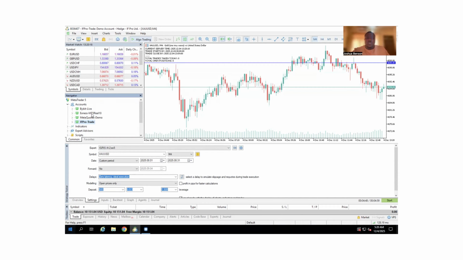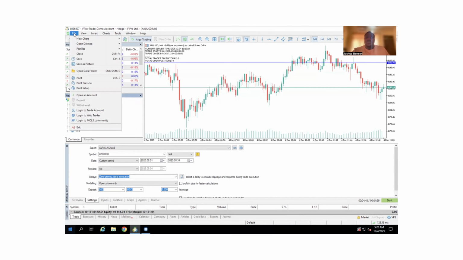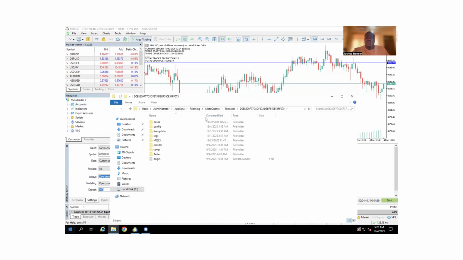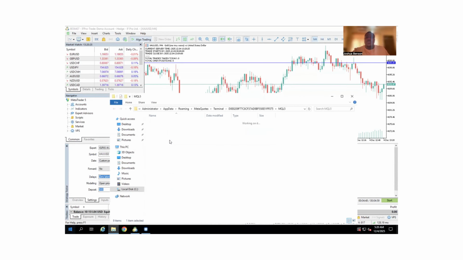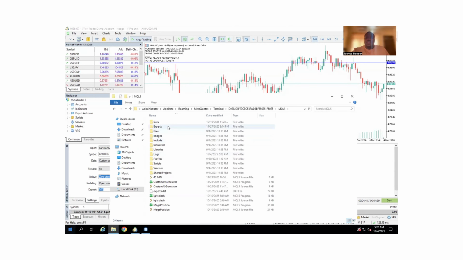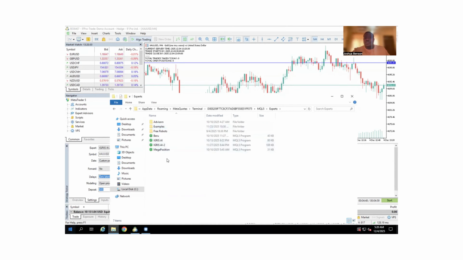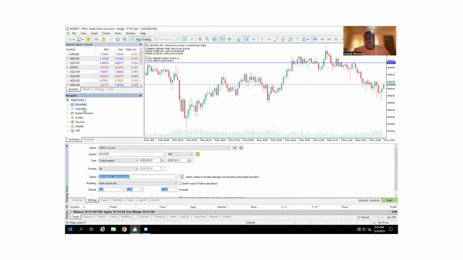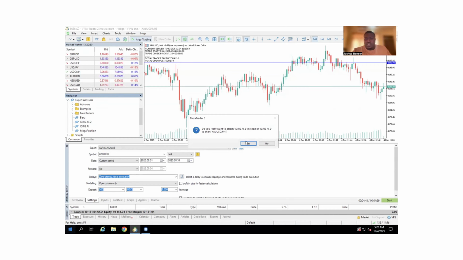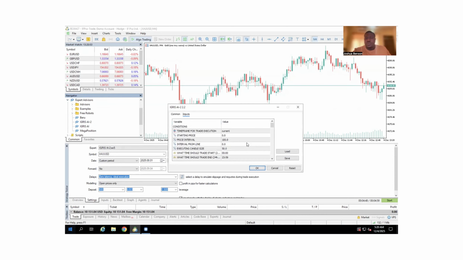So what I want to talk about is how to actually install this. First, you go to your file and click Open Data Folder. Then click on MQL5 and click on Experts. You're going to see a folder; you can just paste it inside here, and it will automatically be here. When it's there, you just come back to your experts and drag Igris, and drop it on your chart right here.